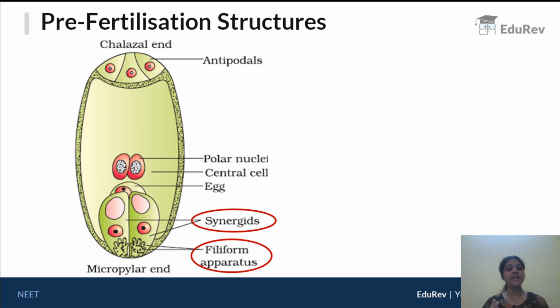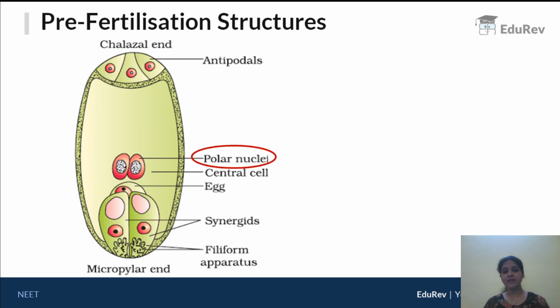And as it's guiding, you will find that the filiform apparatus and the synergid will begin to degenerate. And in essence, by degenerating, it is making a way for the male gametes to come in direct contact with the egg cell and therefore allow fusion. So that is very important on part of the synergids and the importance of having a filiform apparatus. Here we see the filiform apparatus guides pollen tube entry.